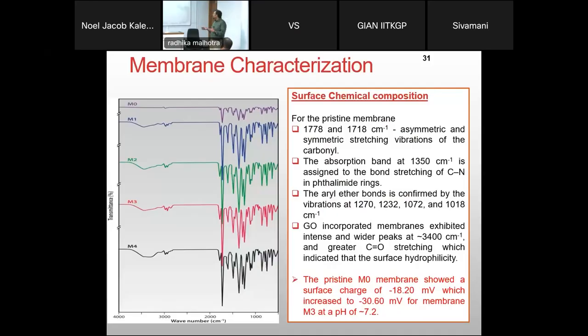So here, as the first case, they were prepared only as a flat sheet. And they were tested to see whether all the graphene oxide that you've incorporated is there on the surface or not. You want the graphene oxide to be on the surface rather than in the bulk, because that is what comes in contact with your blood. The pristine M0 membrane showed a surface charge of -18.2 millivolts. Most polymers are negatively charged, and this increased to -30.2 millivolts for the membrane that had graphene oxide incorporated, so the membrane has become more negatively charged, again because of the addition of graphene oxide that has the OH and carboxylic acid groups.